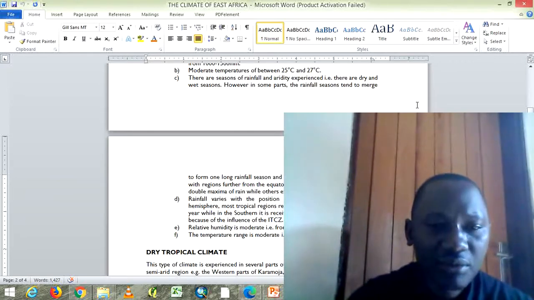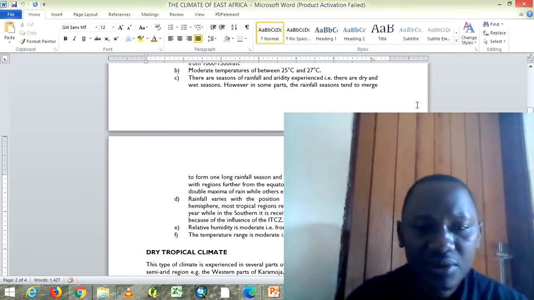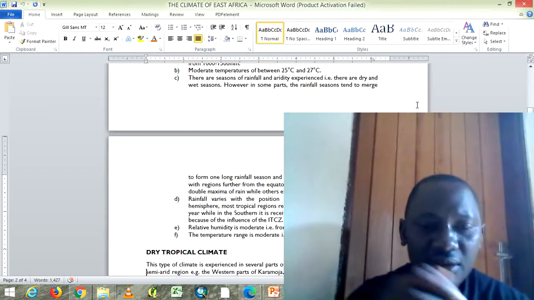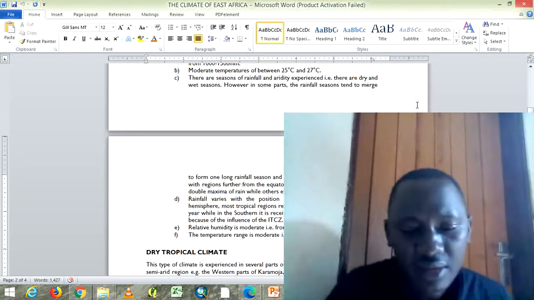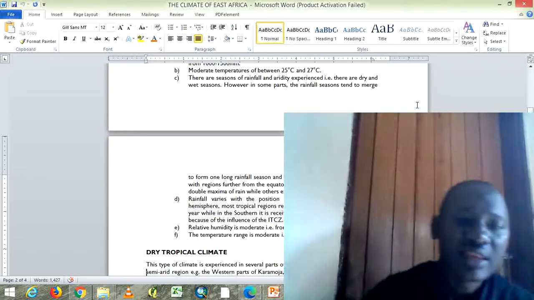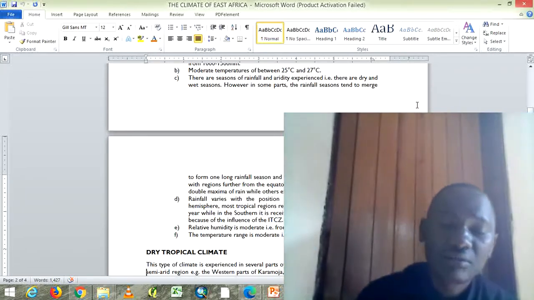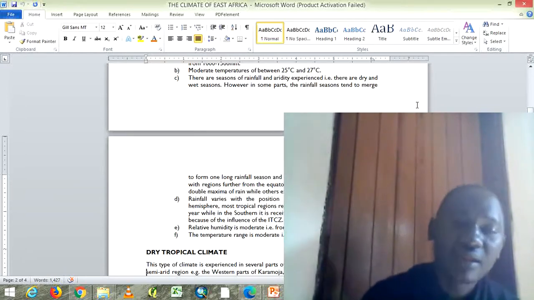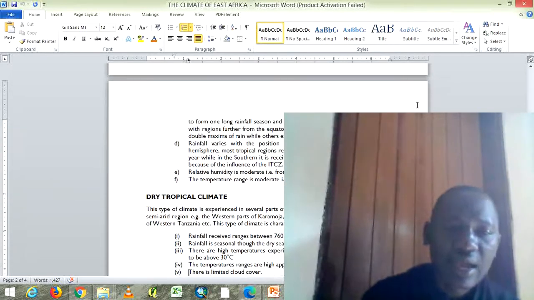And then relative humidity is moderate, between 50 to 60%, and the temperature range is moderate, about 5 to 10 degrees Celsius. This climate is experienced in many areas of East Africa. Those areas which would ideally be regarded as tropical climatic areas, but because of man's activities have been altered, are the areas receiving this tropical moist or modified equatorial climate. Many areas of central Uganda, central Kenya, and parts of northern Tanzania are in this zone.